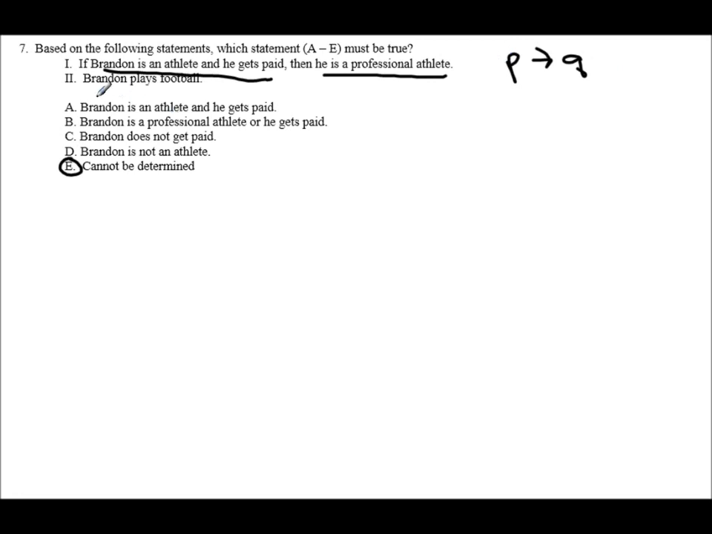Then we say that Brandon plays football. Well, Brandon playing football has not been referenced either here or here in the hypothesis or the conclusion. So we can call that R because we haven't talked about Brandon playing football yet. Well, because we don't have a logic law, P then Q, R doesn't follow syllogism or detachment, no conclusion can be determined based on what we've been given.